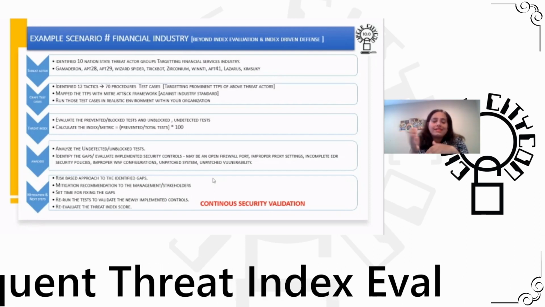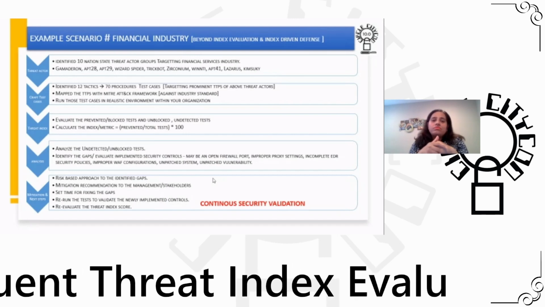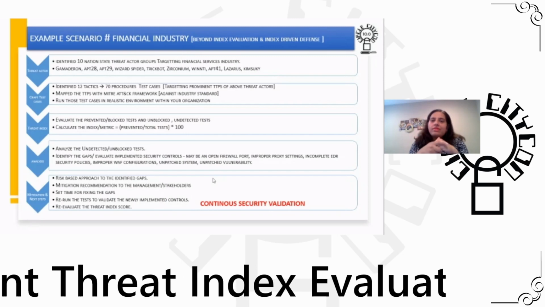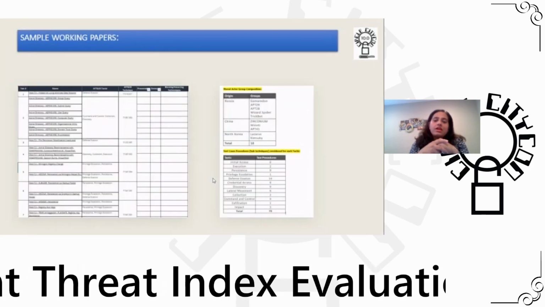So we do need to keep evolving with them, keep on testing our environment. How do we perform against those actors?